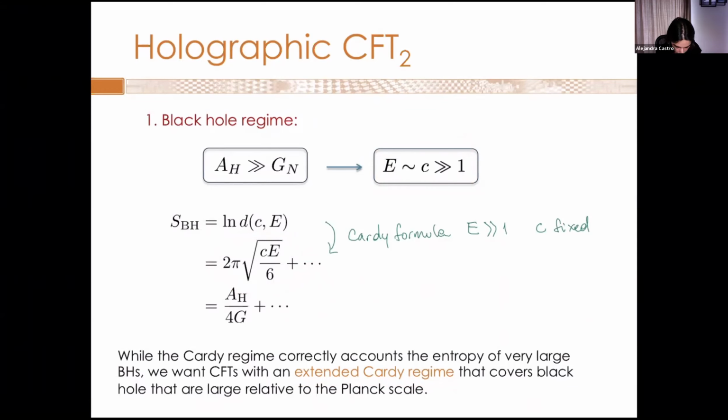Okay, so this is what people in this community, people working in this area, call the extended Cardy regime. You're not quite satisfied with this. You really want to capture the black hole entropy in the full extent of parameters. So this is viewed as a condition.